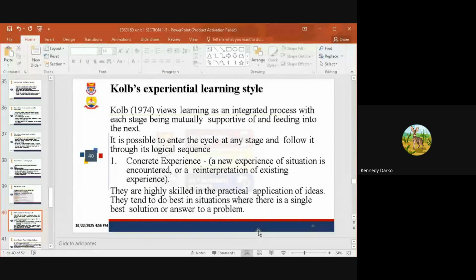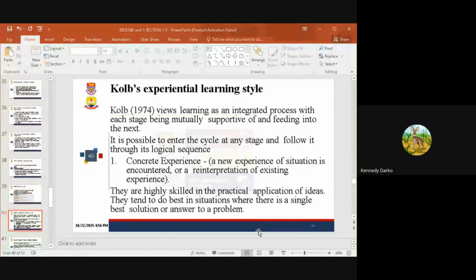Now we have Kolb's experiential learning style. In 1974, he described learning as an integrated process, with each stage being mutually supportive of and feeding into the next one. It is possible to enter the cycle at any stage and follow it through its logical sequence. So at any stage you can decide to enter, then you follow it consequently, to meet whatever you want to get.